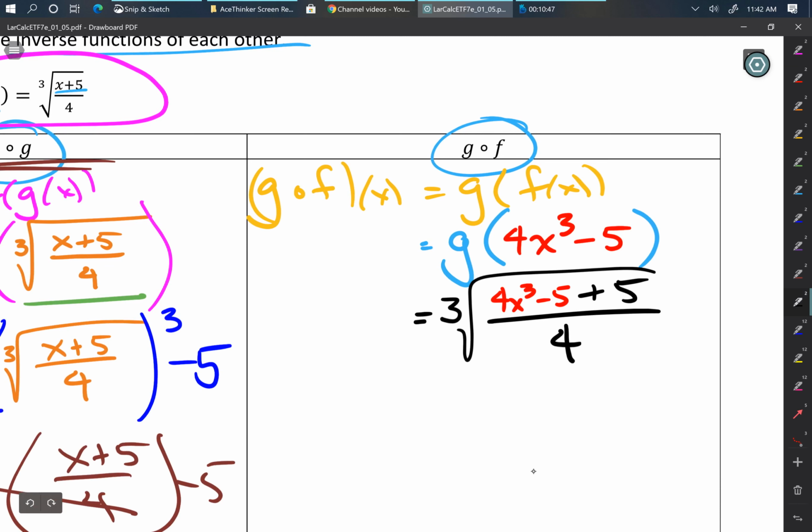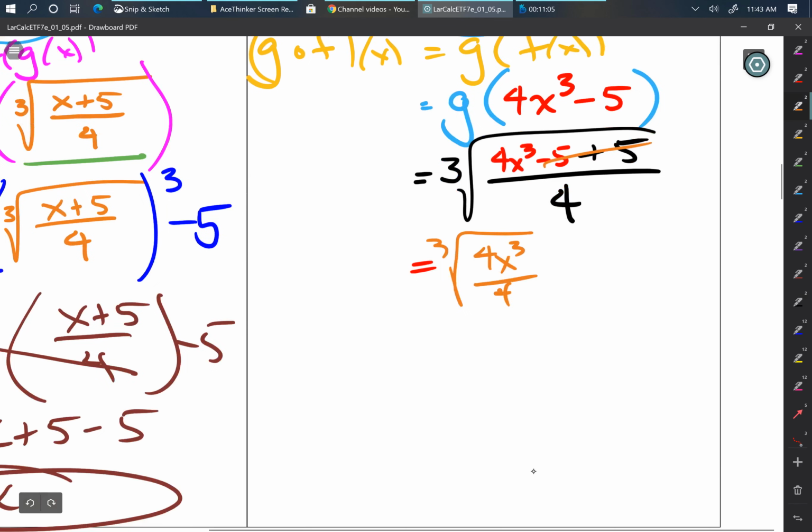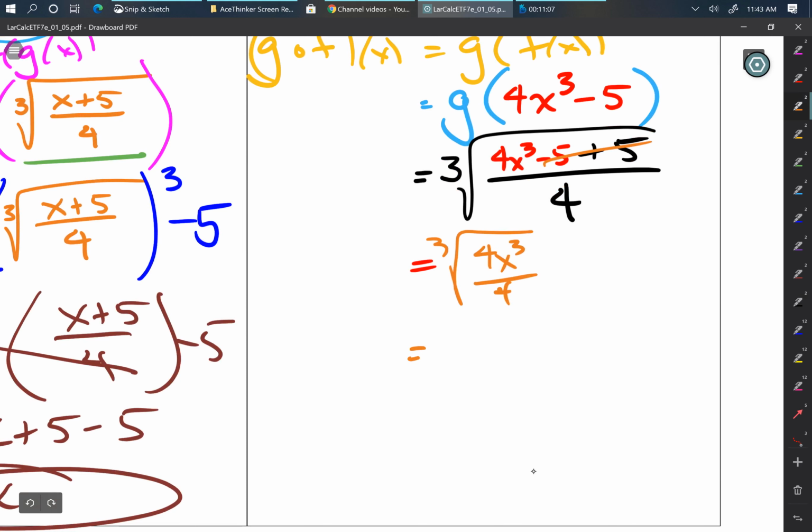Do you see how the black represents g, whilst the red is representing the x, or in this case the f of x? And now if I start cleaning that up inside the parentheses there, do you see how the 5's will cancel? And so that's going to give me the cube root of 4x cubed over 4. The 4's are going to cancel, so that gives me the cube root of x cubed. And the cube root of x cubed is x, because it's an odd root.